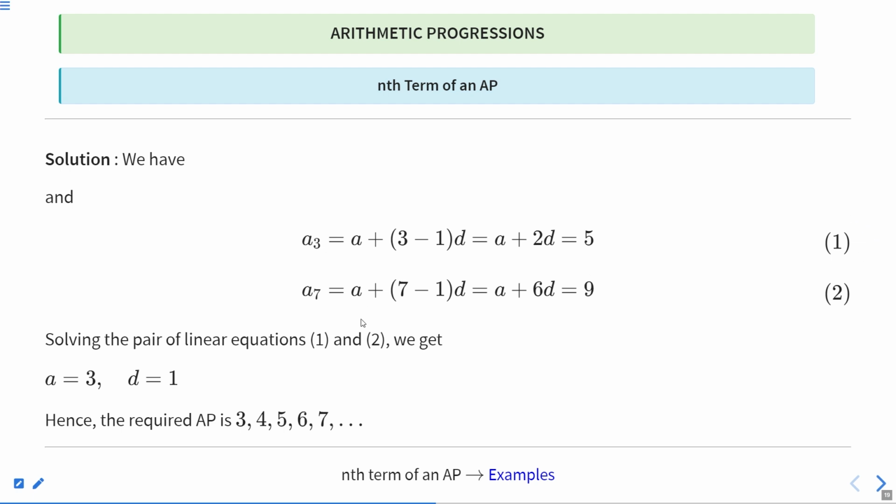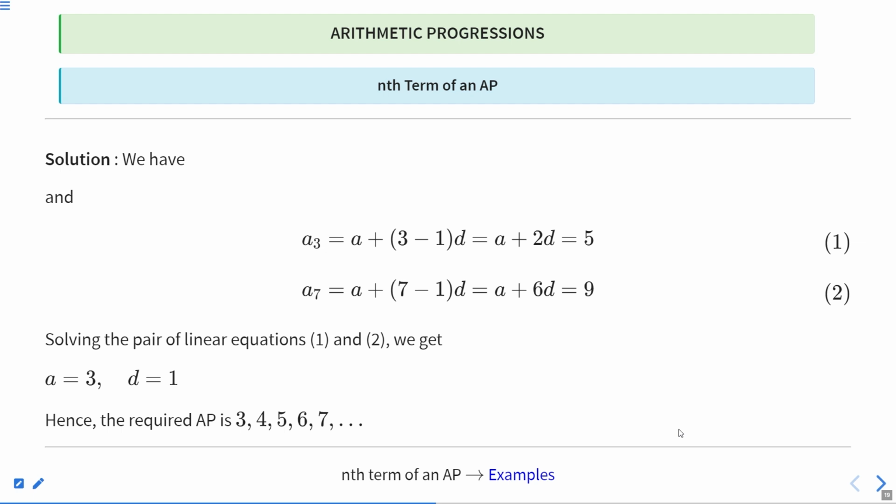We are also given the 7th term of this AP. So A7 is equal to first term A plus 7 minus 1 times D, that is equal to A plus 6D, and this is equal to 9. That is given to us. So we get this equation, naming it equation number 2.